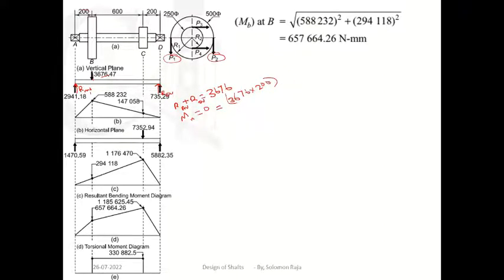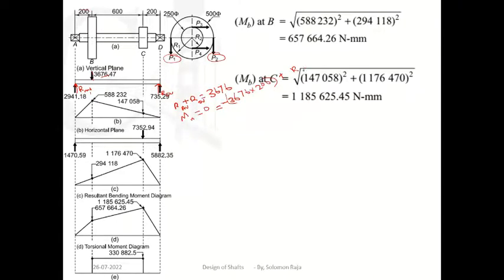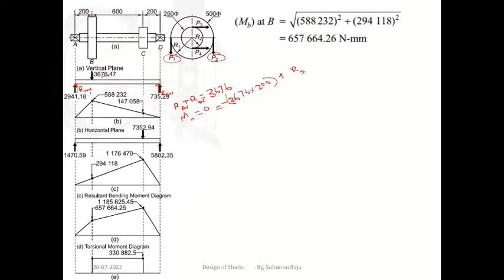This is acting counterclockwise, so here plus is there. Next force is RDV. Still I don't know the RDV value. The first one is acting clockwise, so minus, but RDV is acting counterclockwise, so plus. What is the distance between D and A? Distance is 200 plus 600 plus 200, 1000.